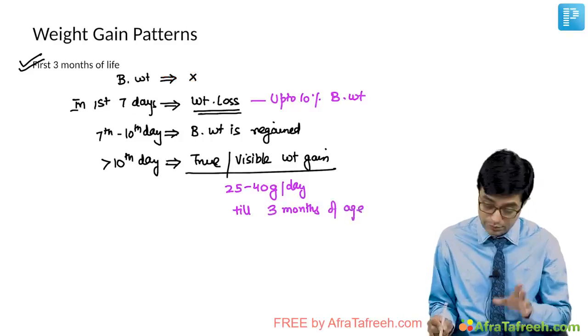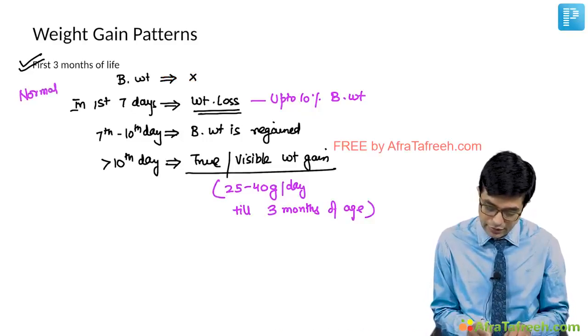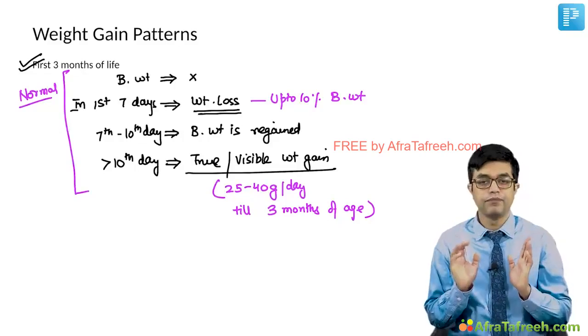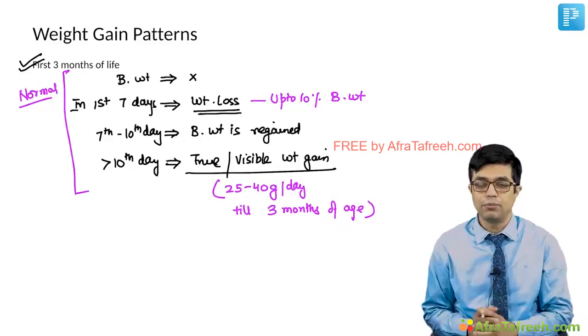All these values you are supposed to remember. So this is the normal growth pattern in a normal term child. Any variation from this will be a potential MCQ.